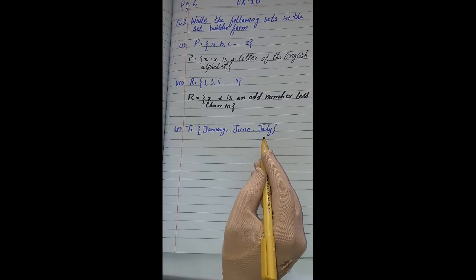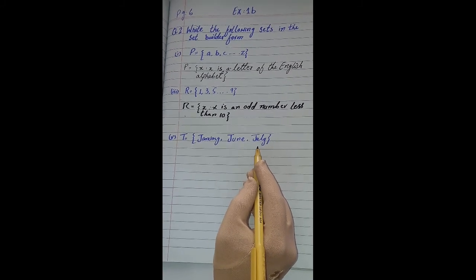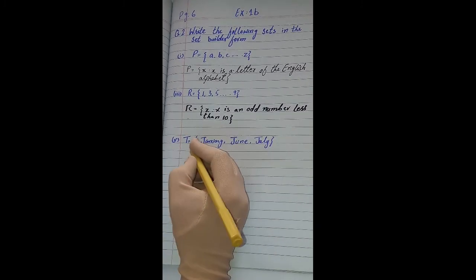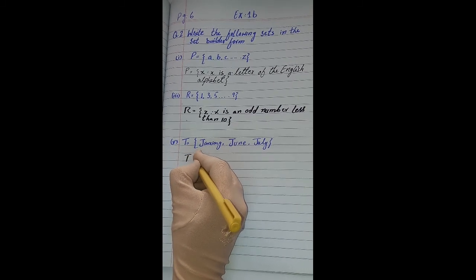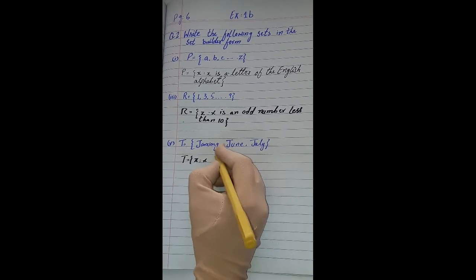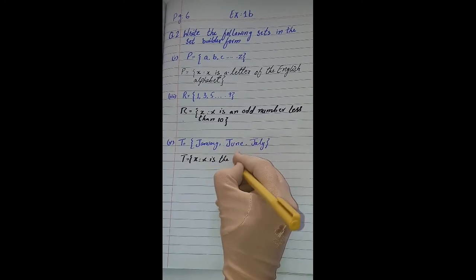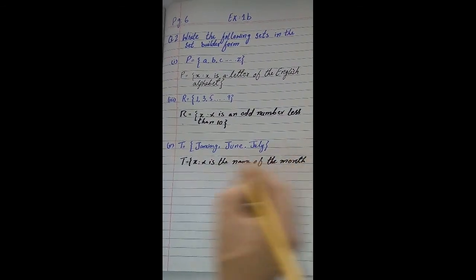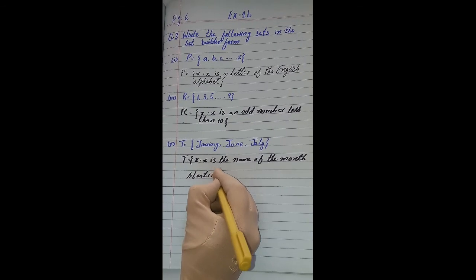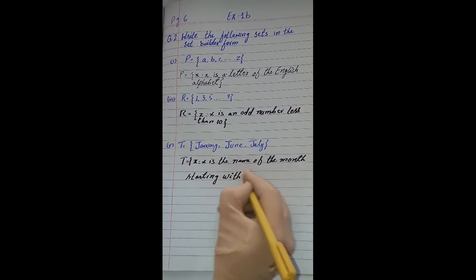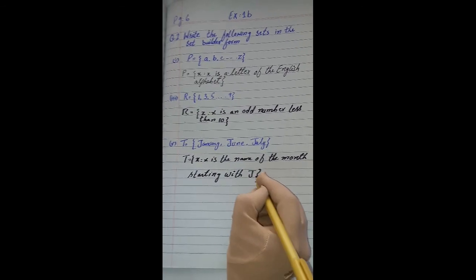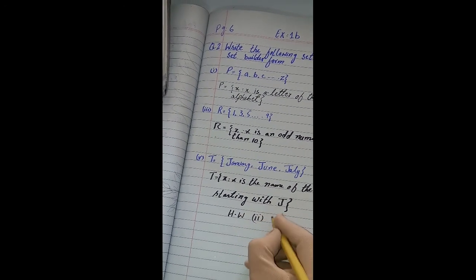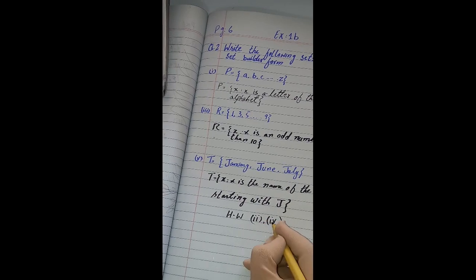These are the names of the month. So the set T has an element X, where X is the name of the month starting with J. Homework part 2 and 4. You have part 2 and 4 in your notebook.